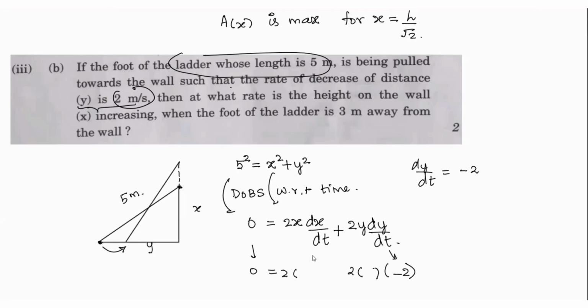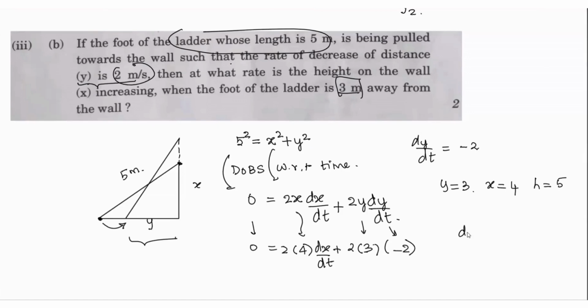So 2 into x. Do we know x? The foot of the ladder is 3 meters away, which means the y value is 3 meters. If y is equal to 3, the length of the ladder is 5. So as per Pythagorean triplets, x has to be 4. So I'm going to substitute x as 4 here. dx by dt, we don't know yet. y is 3 as per this question. So we can find out dx by dt from here.